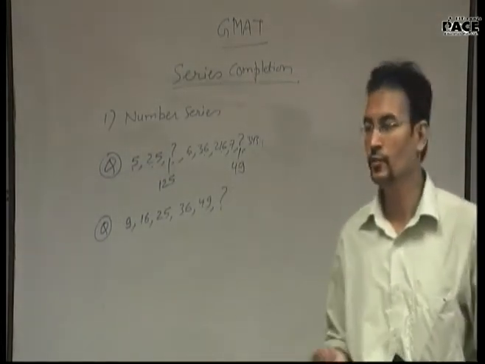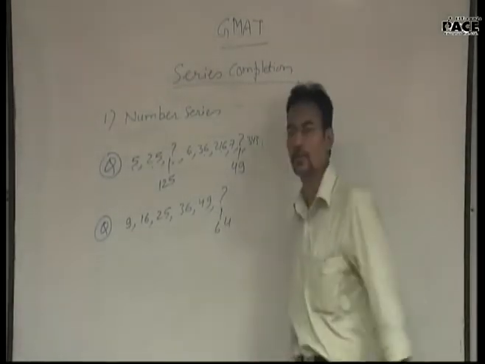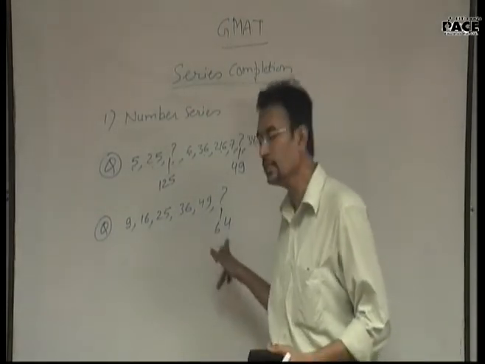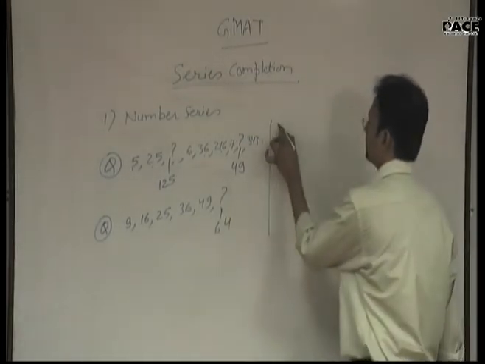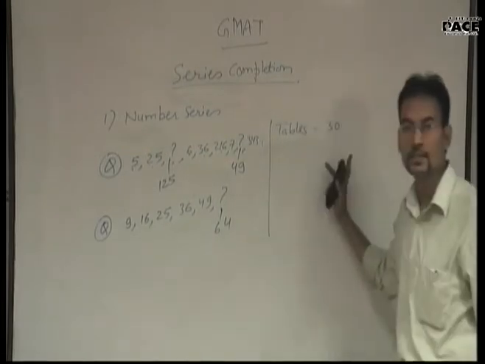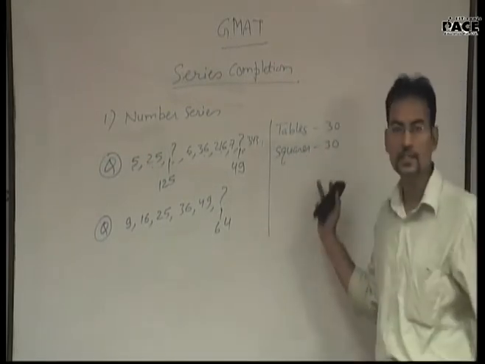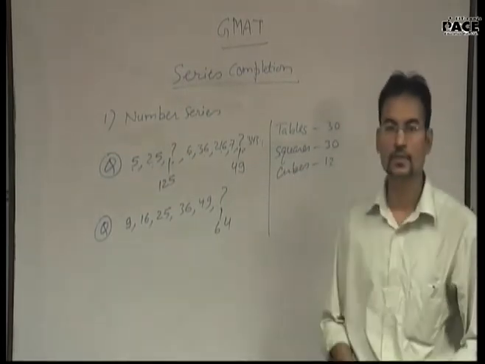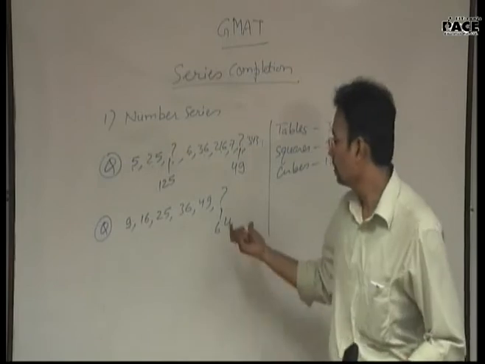A simple observation. In a few seconds, we can find out the answer to this question. Should be 64. Why 64? Simply we can find out 3 square, 4 square, 5 square, 6 square, 7 square, then 8 square. So I will recommend here that one should learn the tables, at least till 30, squares, at least till 30, and cubes in 12, so that as soon as we see, we can find out which number should come here.